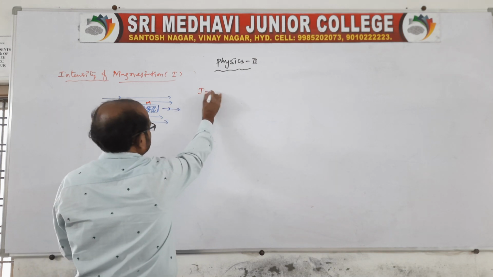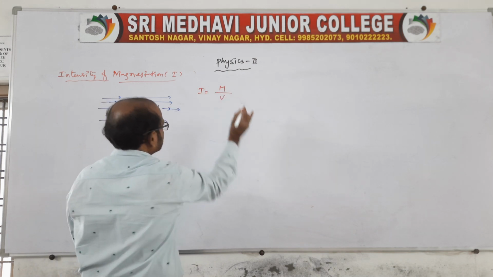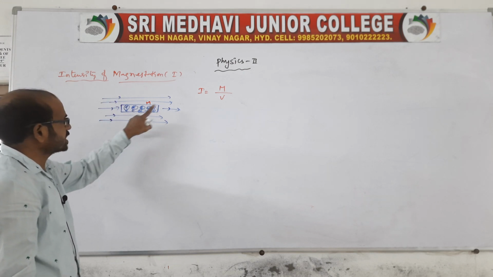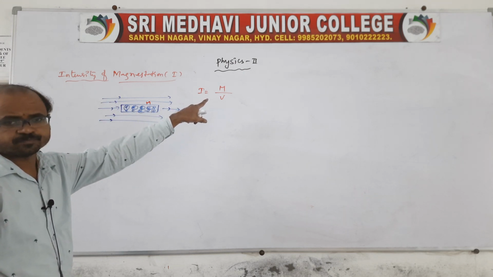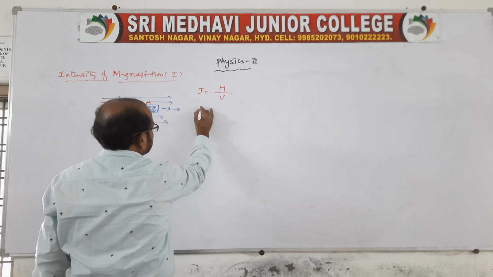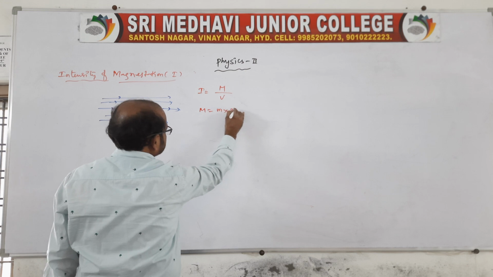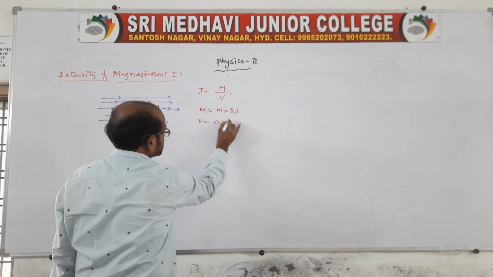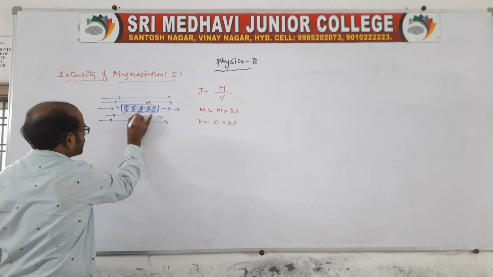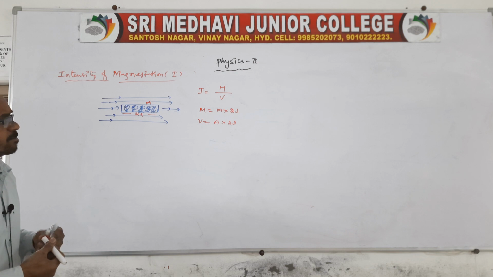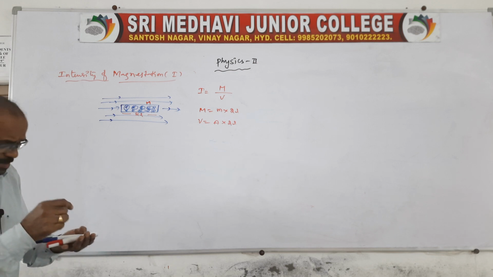Therefore intensity of magnetization is defined as the magnetic moment per unit volume, because the moment occurs throughout the given bar. So we know capital M is small m into 2L. Volume is the area of cross section A into 2L, because we take the length of the bar as 2L, since the bar becomes magnetized, or becomes a bar magnet.